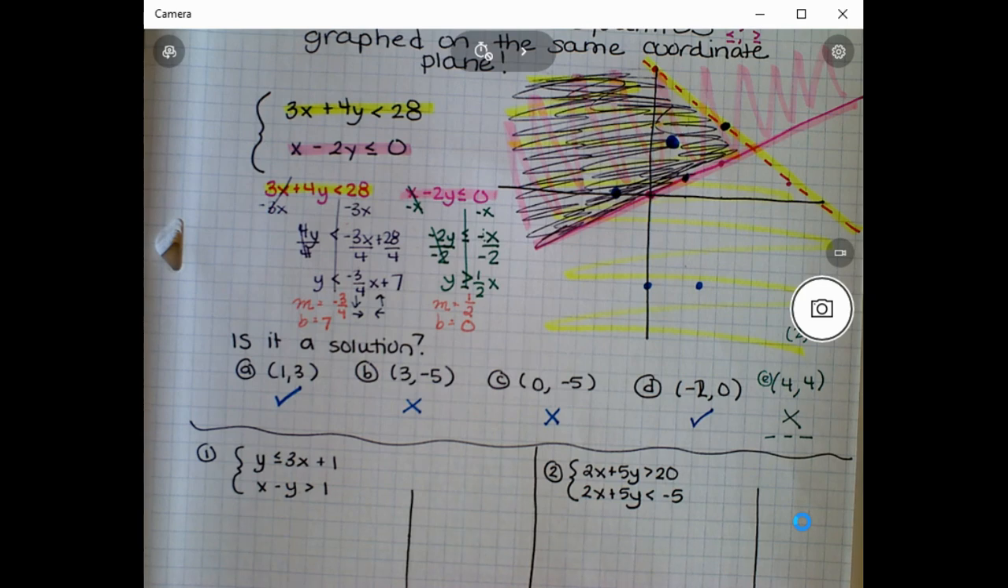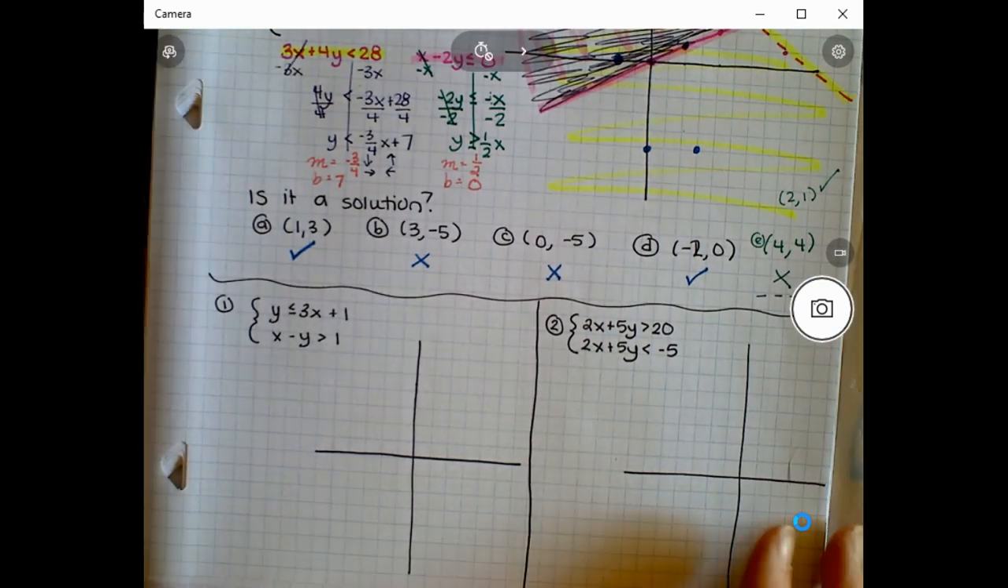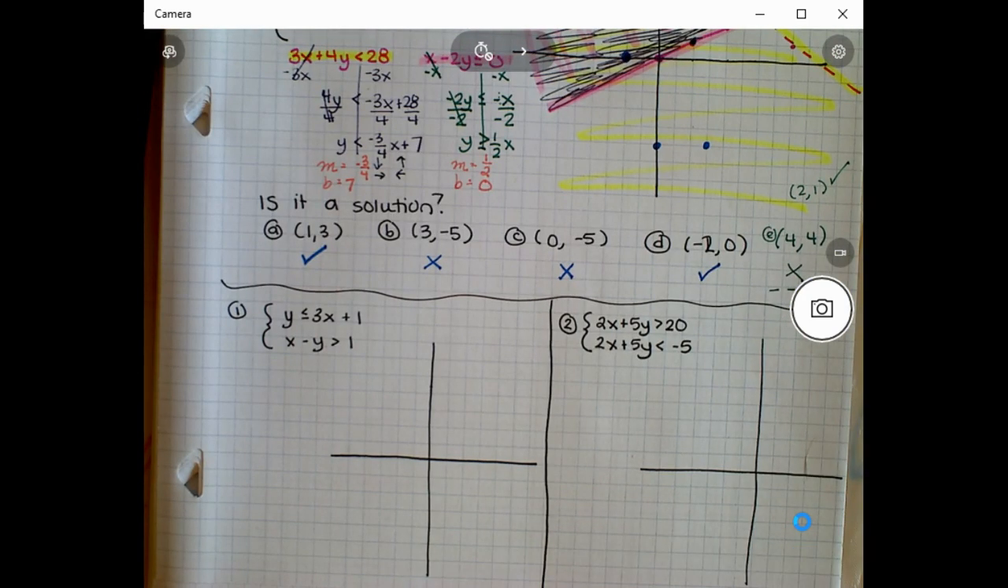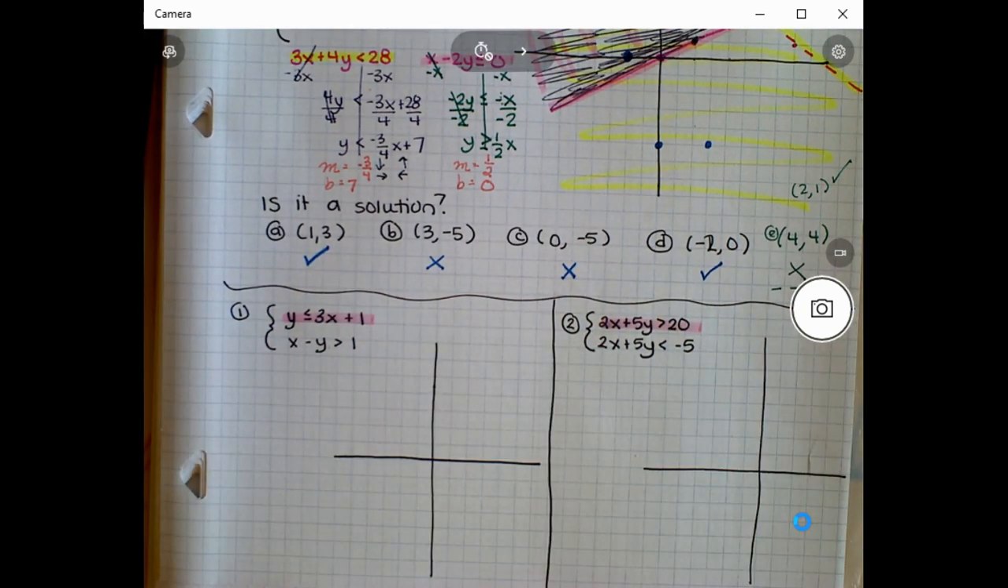All right, hopefully that was a good overview. We're going to go a little quicker through these two problems. All right, first we need to, I'm just going to highlight these so they're ready.